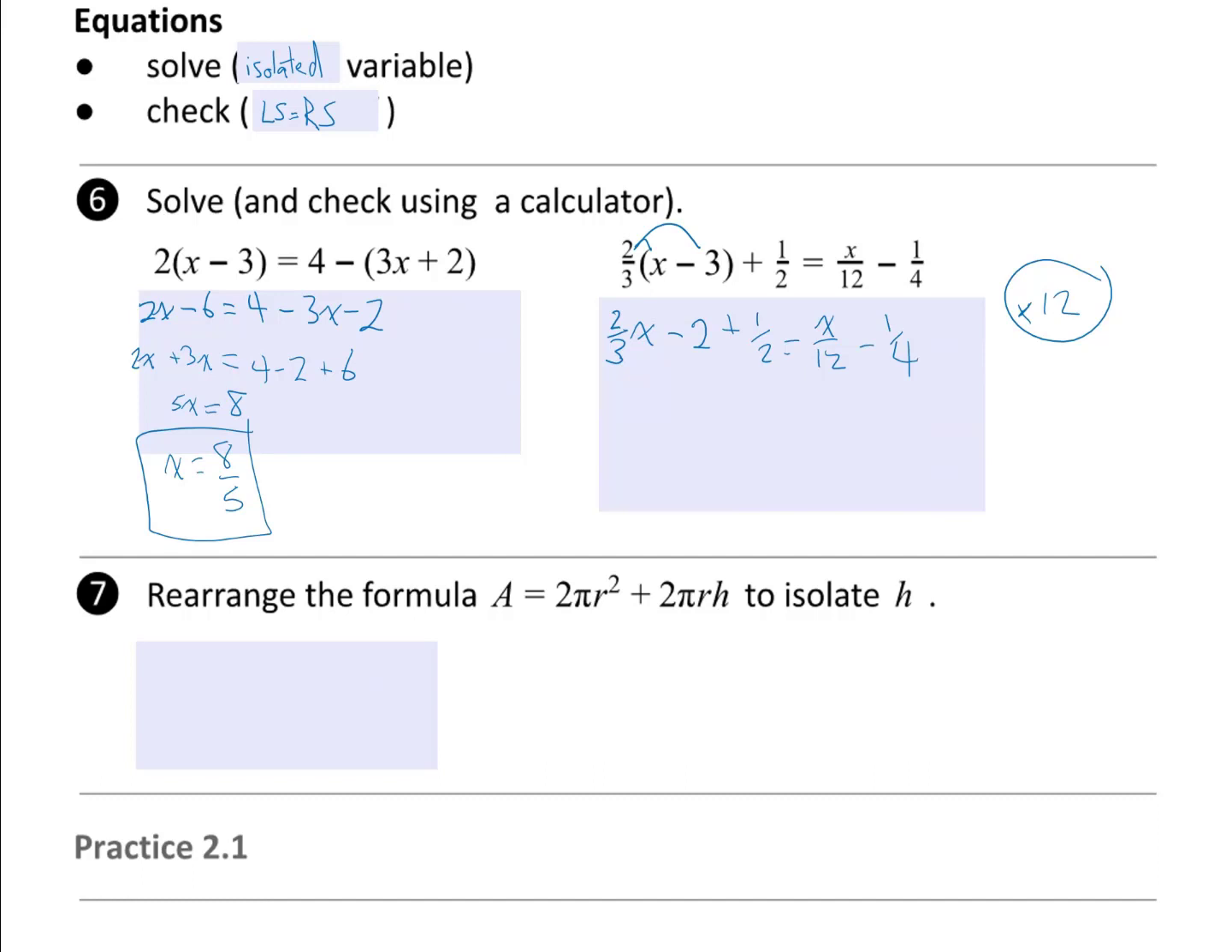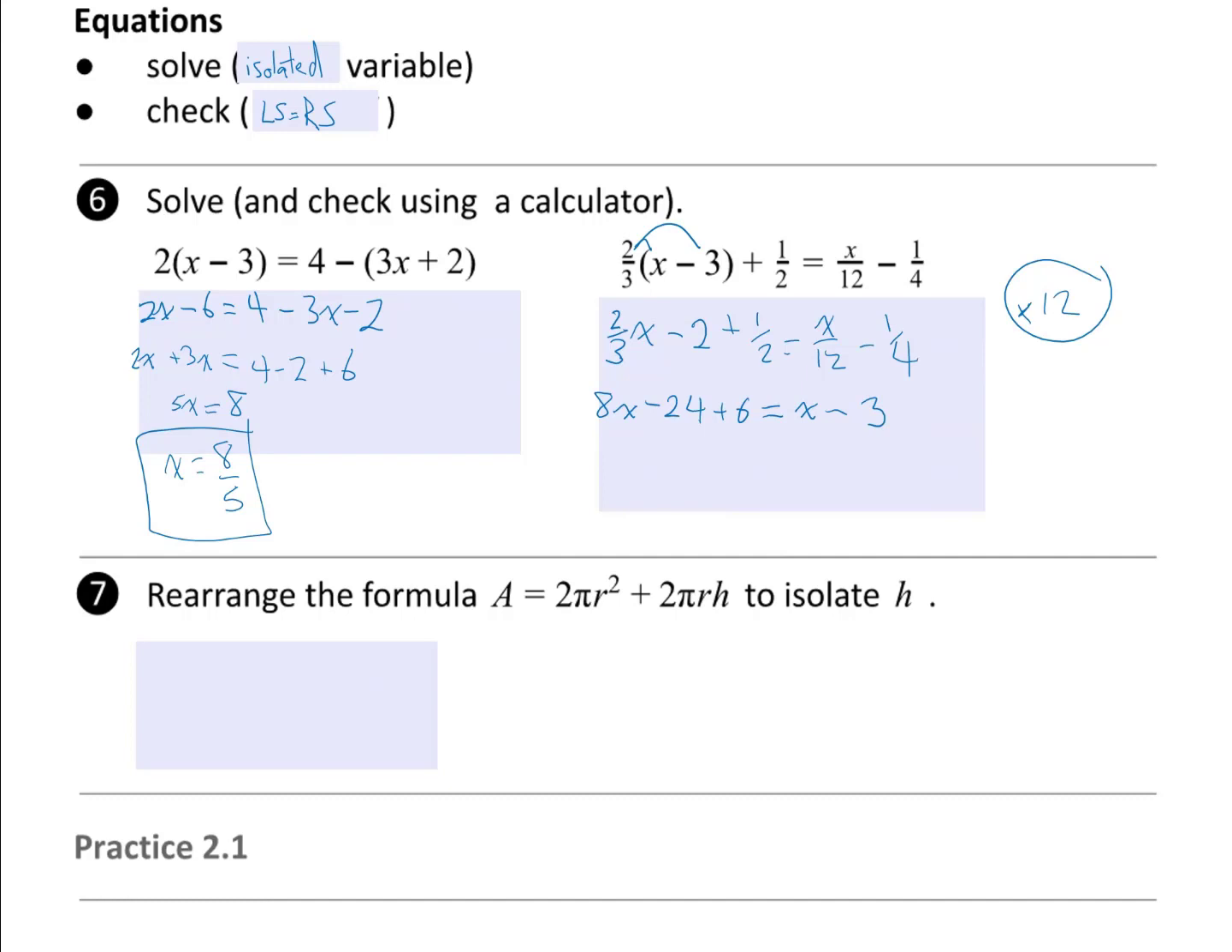So then I'm left, well, 2 over 3 times 12 actually gives me 8x. And then negative 2 times 12 just gives me negative 24. 1/2 times 12 gives me 6. Then I have x over 12 times 12 will just give me x. And then negative 1/4 times 12 will give me negative 3.